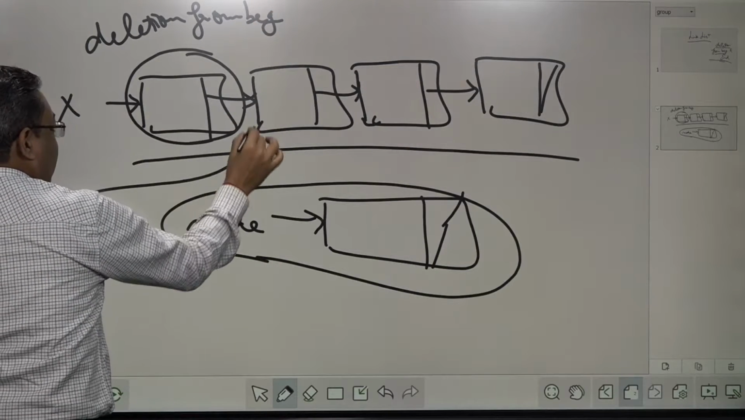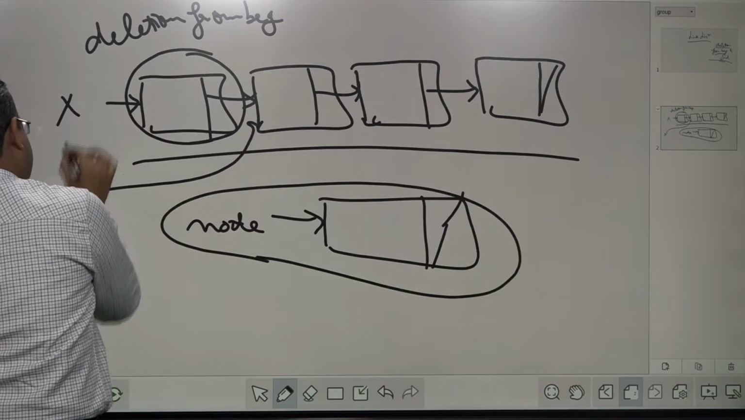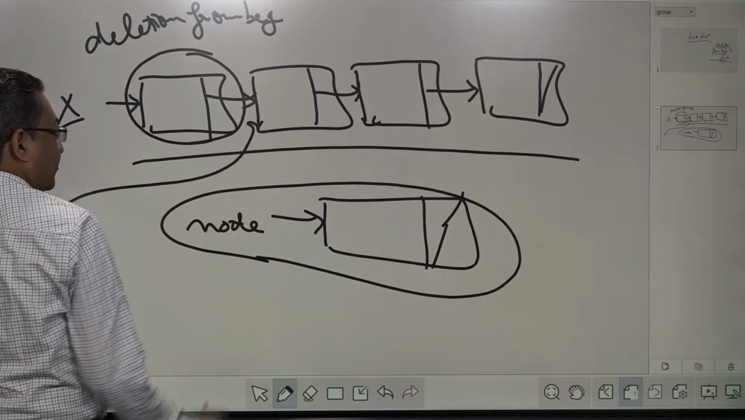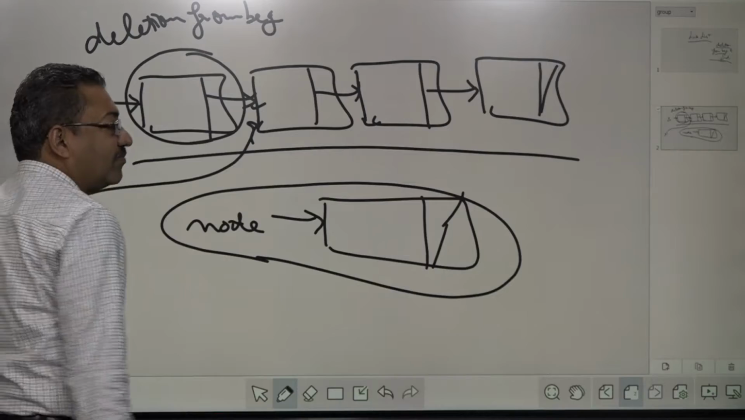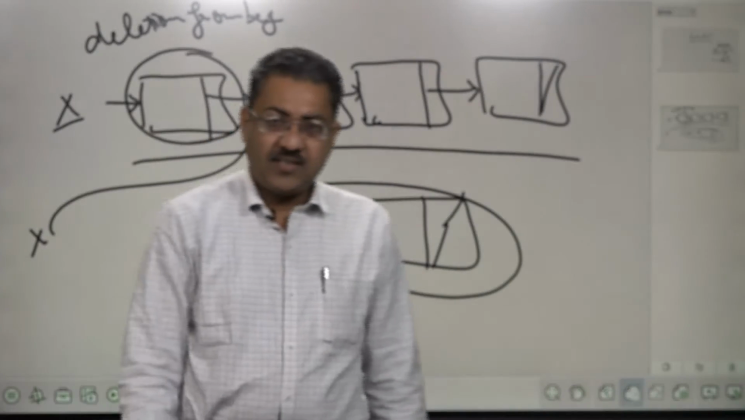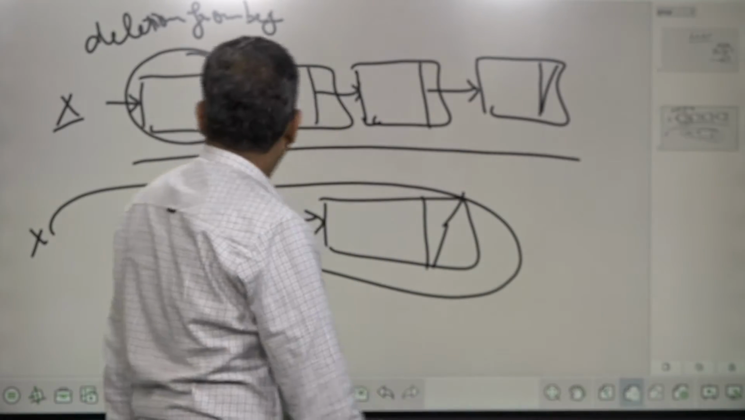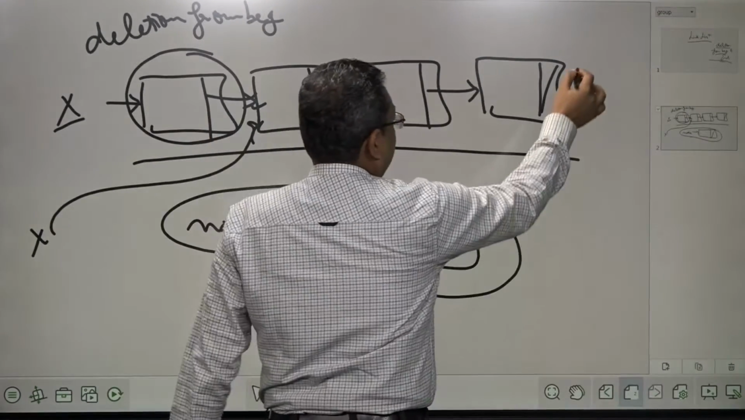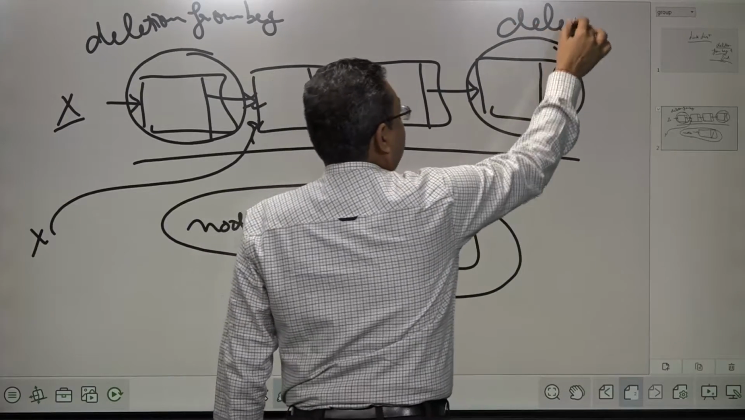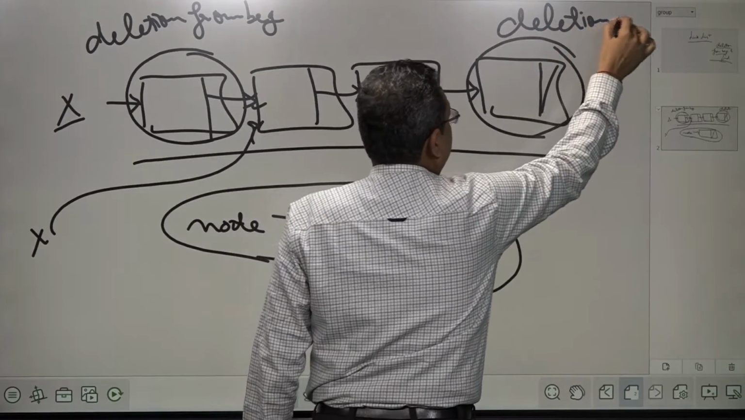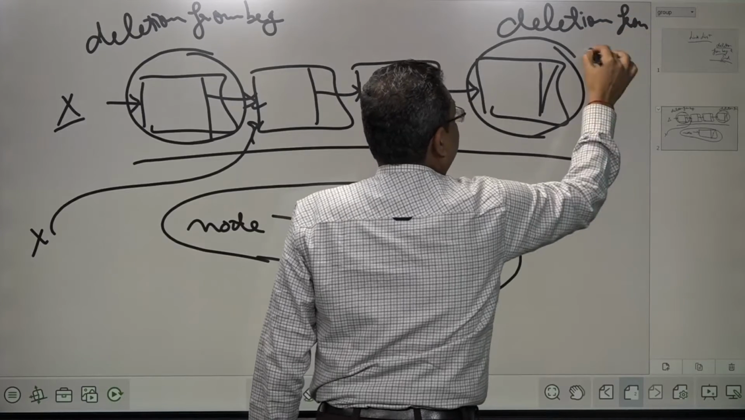How is it possible? Pictorially we can say, instead of x being this, make it this. That's all, right? As well, the second concept is delete from the end. So this is the end. If I am able to remove this, I will call it deletion from end.